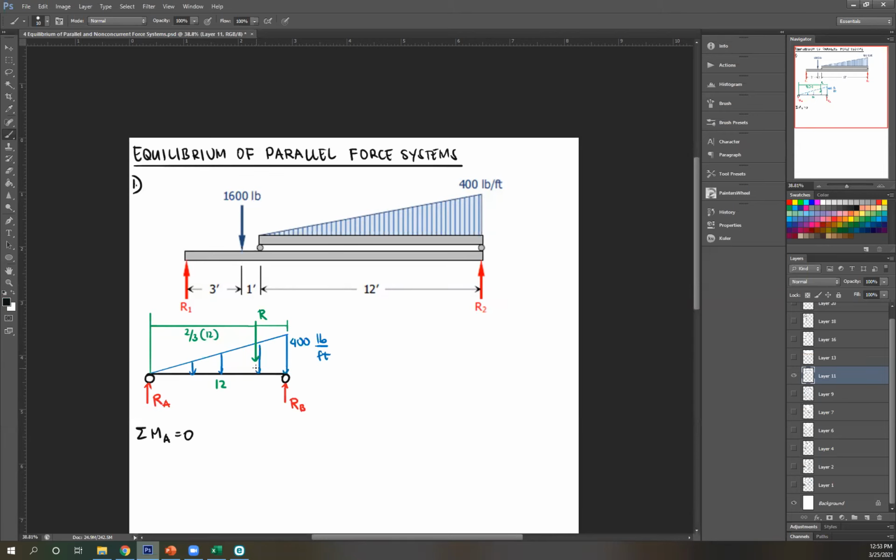So let's start with R, rotating R about A. That is clockwise, therefore positive, and R is just, again, area of your distributed load. So 1/2 base times height. 1/2 base is 12, height is your 400. Then distance from your point, again, it's 2/3 of 12. Next, RB, rotating RB about A, that's counterclockwise. Negative RB, distance 12, and then equals 0. I can solve for RB. What's the answer?